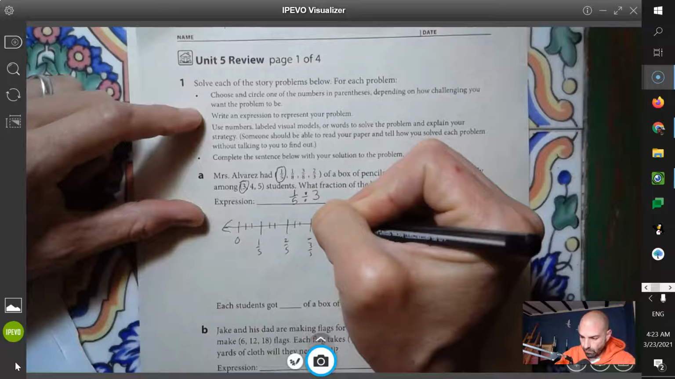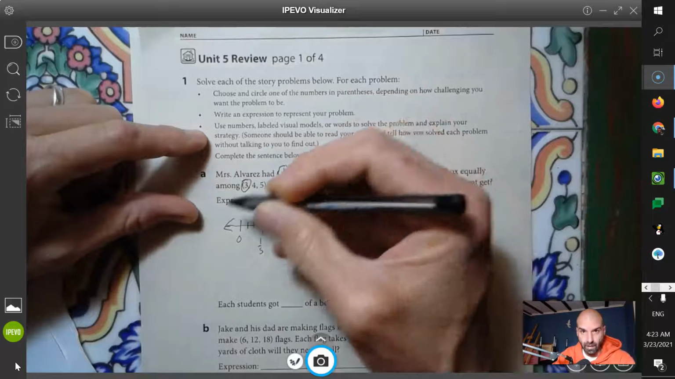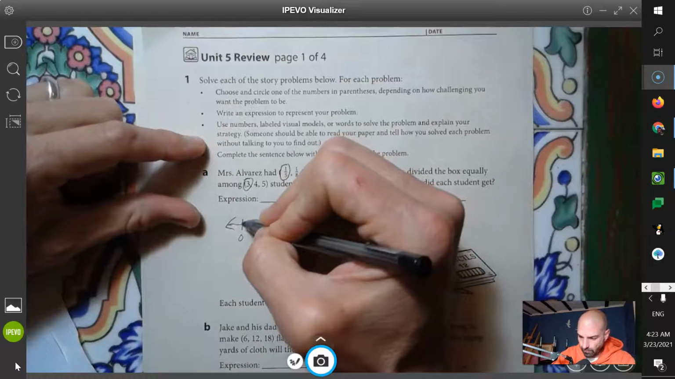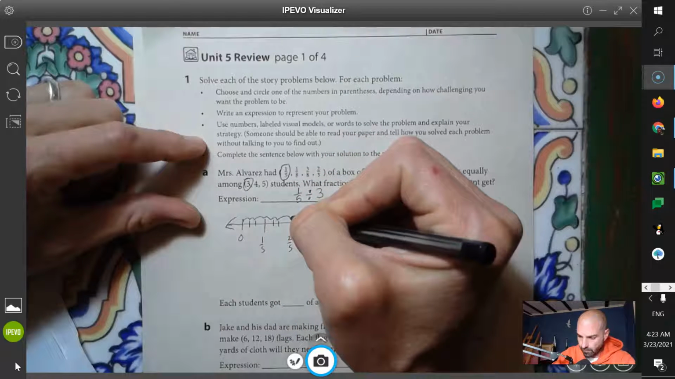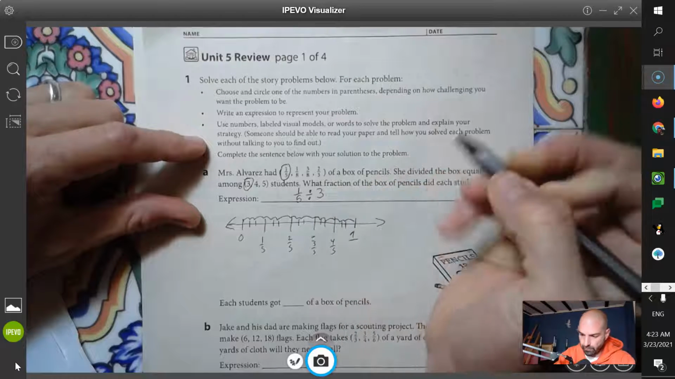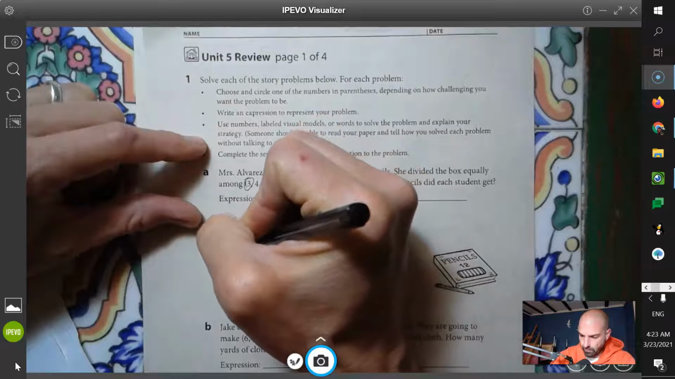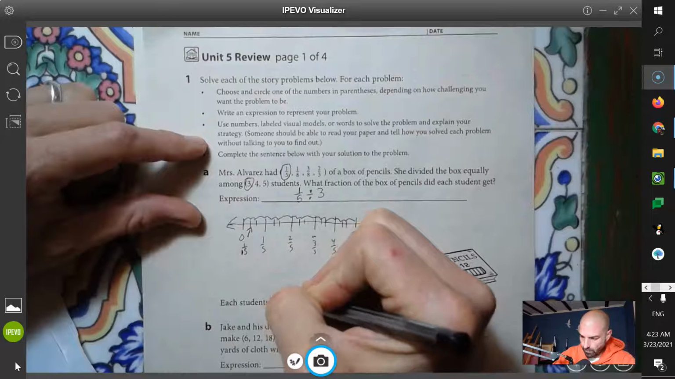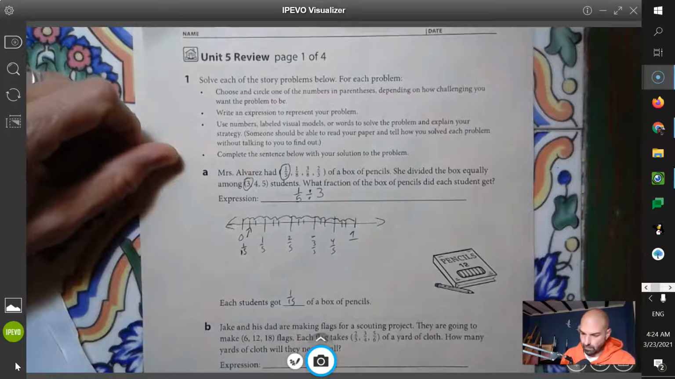And since I divided the 1/5 by 3, I am going to have to divide all the other ones by 3. So now I can see how many my whole is. So now my whole, I have made it into 1, 2, 3, 4, 5, 6, 7, 8, 9, 10, 11, 12, 13, 14, 15. Okay, and one of those would be 1/15. So each student got 1/15 of a box of pencils.